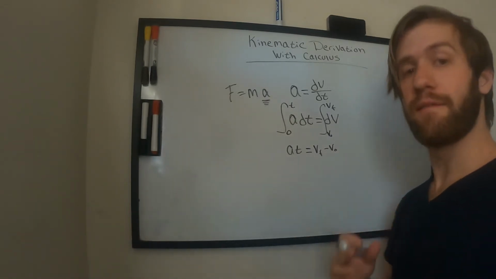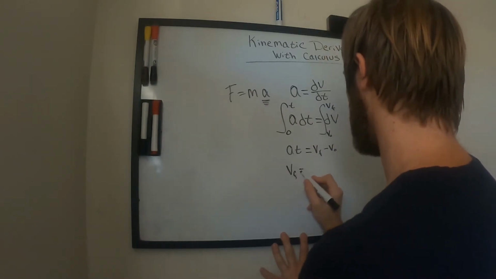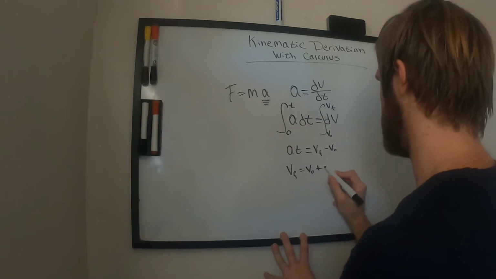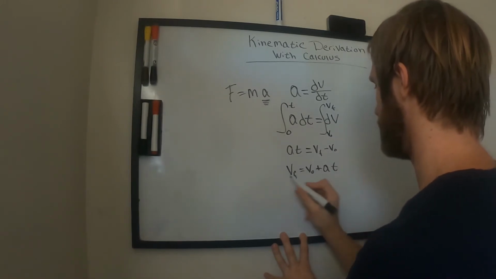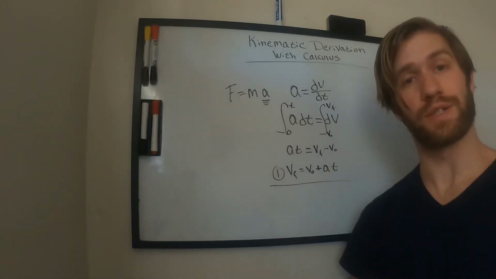Now we'll bring that v initial over. So v final is equal to v naught plus at. And there we have it, Newton's first equation of motion.